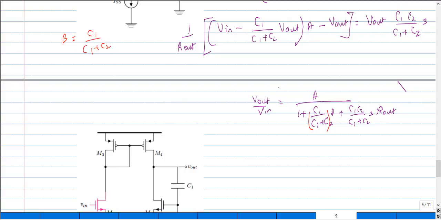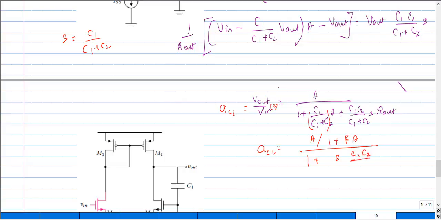Whatever I've written as Vout by Vin of s is basically the closed loop gain. This closed loop gain is related to the DC closed loop gain, which can be written as A upon 1 plus beta times A, divided by the whole factor, that is 1 plus the s factor and the time domain factor. So C1 C2 divided by C1 plus C2 times R out, the total time constant, gets divided by this 1 plus A beta factor.